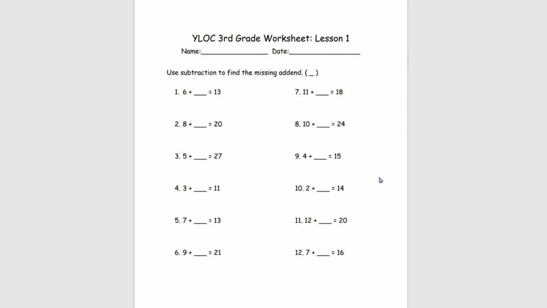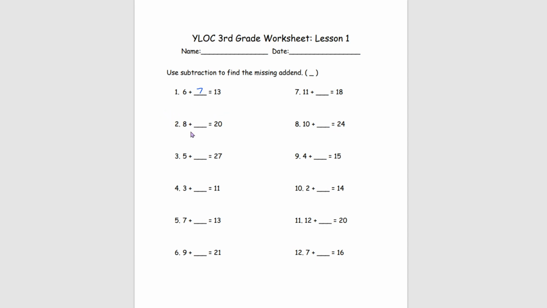And to start off, we're going to be using subtraction to find the missing addend. Looking at our first question right here, we have 6 plus blank equals 13. Basically, we're trying to find what plus 6 equals 13. To help us figure that out, we can just figure out what 13 minus 6 is. So we know that 13 minus 6 is equal to 7, and that means that 6 plus 7 equals 13. So we can plug in 7 right here as our answer.